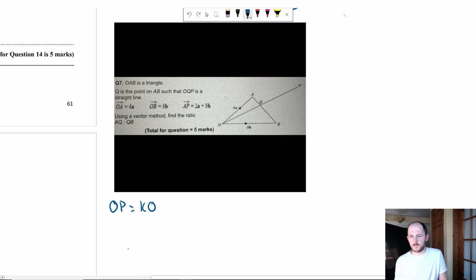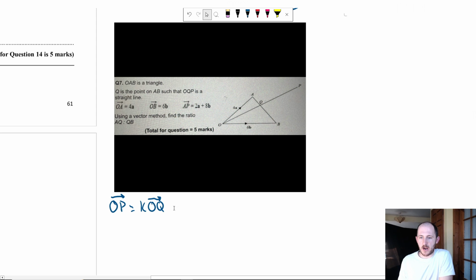Okay. So that's the first thing I would do. Again, because OQP is a straight line, then the vector OP is a scale multiple of OQ. That's the first thing I would do. I mean, yeah, it probably is, yeah. I don't know, I haven't done it yet.